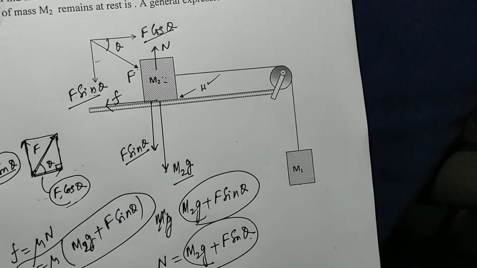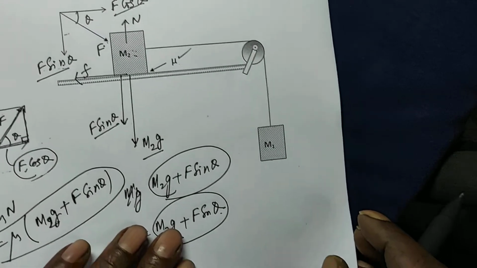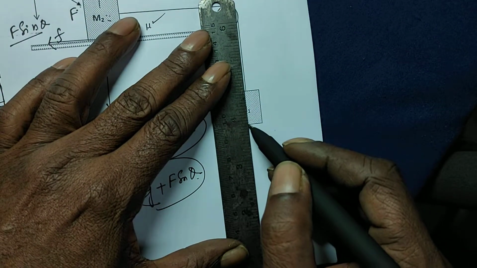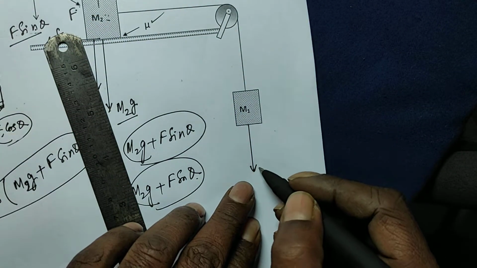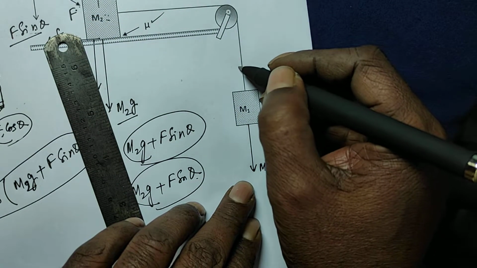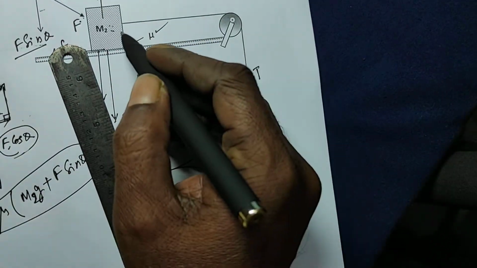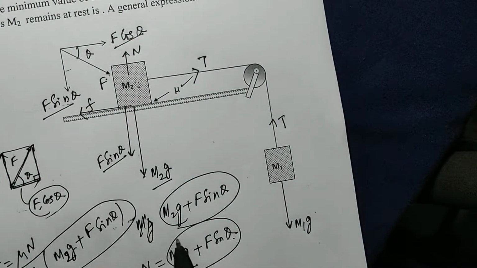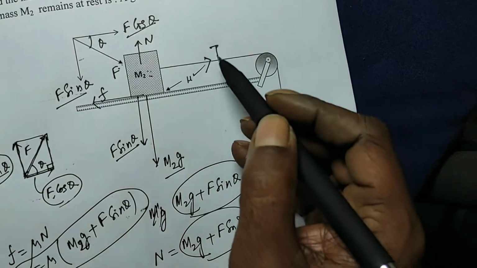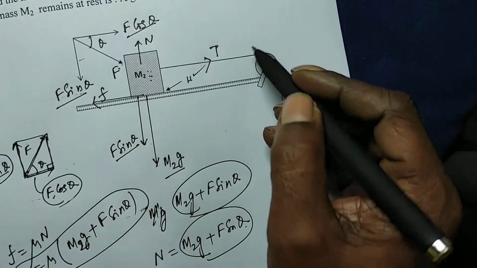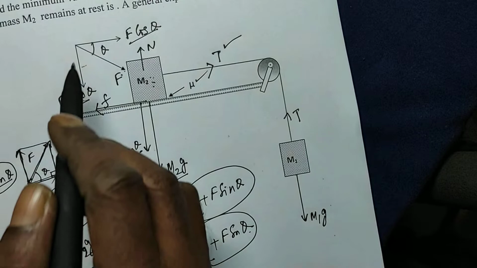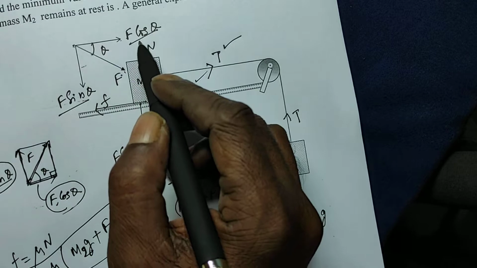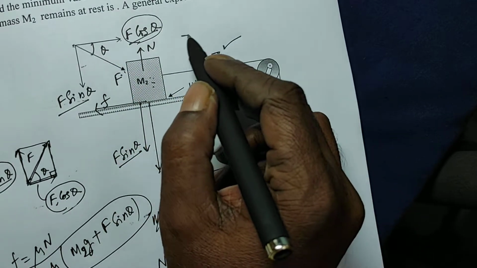Now you have to be careful now. The weight of this m1 is vertically downward, equal to m1 times g, and the tension away from it is T. The same tension for the mass m2 will be away from it. Now it's interesting. This mass m2 is pulled towards the right due to the tension T, and the force that you are applying, F, making angle theta with horizontal, a component of that, F cos theta, is also in the same direction as T.